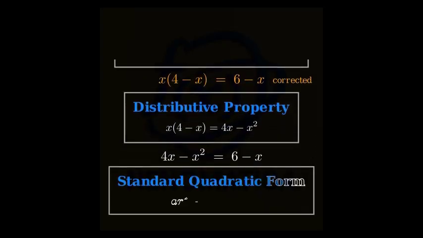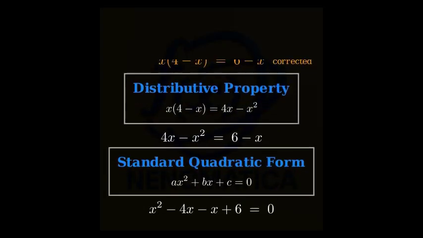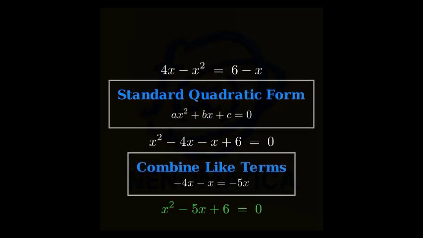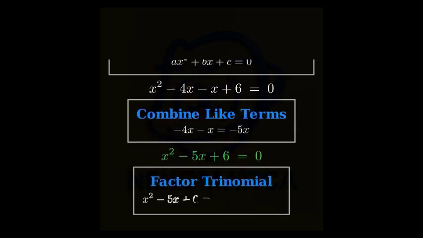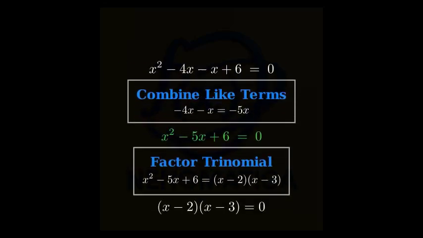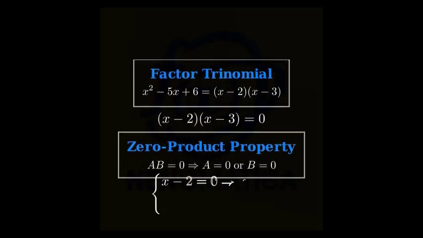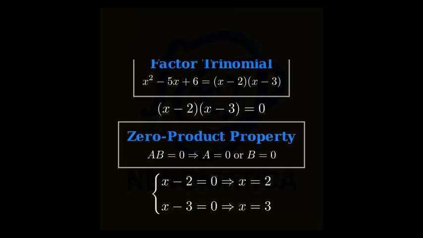Step 5. Move all terms to one side to make a quadratic equals 0, matching the exact structure of the provided solution. Step 6. Combine like terms, negative 4x minus x equals negative 5x. Step 7. Factor the trinomial. We need two numbers that multiply to 6 and add to negative 5: negative 2 and negative 3. Step 8. Apply the zero product property to get x equals 2 or x equals 3.